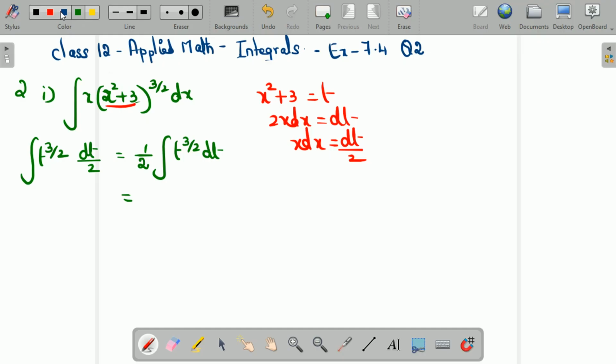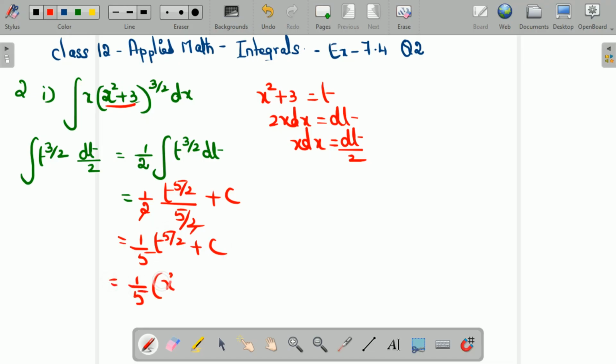So directly apply the integration formula. So this is 1 by 2 t to the power 5 by 2 by 5 by 2 plus c. If you reorganize, the 2 goes to the numerator, we can strike this out. So this is 1 by 5 t power 5 by 2 plus c. Now we can put back the value of t. So this is 1 by 5 of (x square plus 3) to the power 5 by 2 plus c.